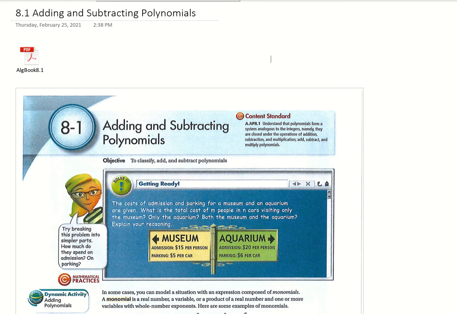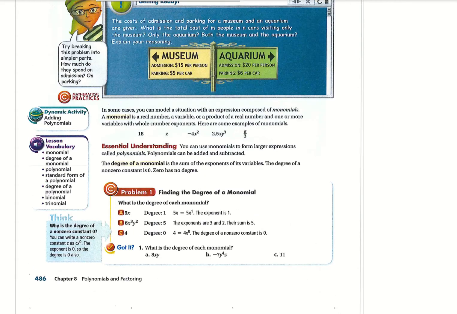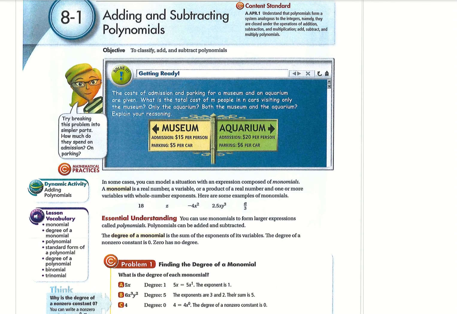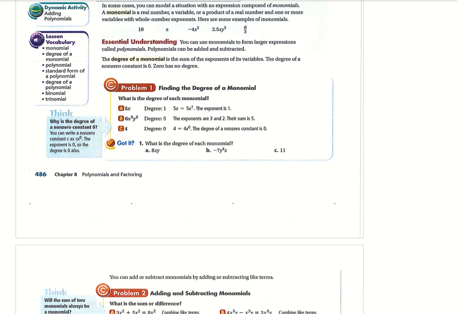Ask questions if you need to. And that's it. Let's go ahead and get started. So today we're starting out with adding and subtracting polynomials, and I think monomials as well, maybe a little bit. Really polynomials, okay? So just a few things that we need to know before we get into actually adding those.